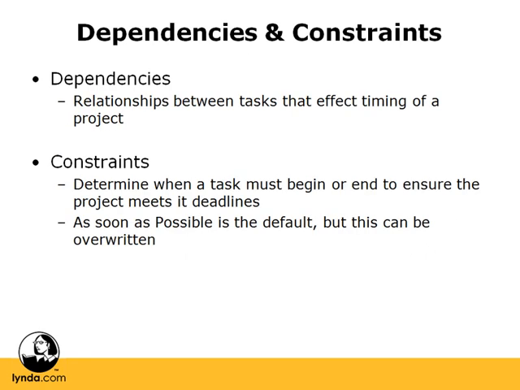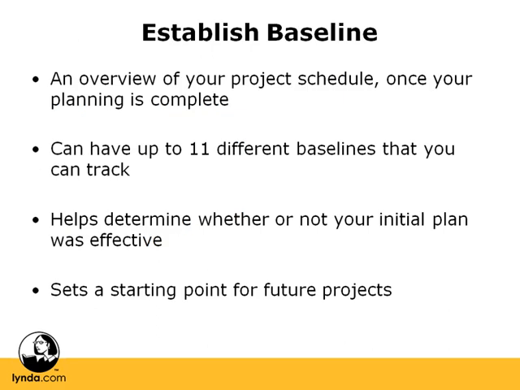The next thing you want to do is identify dependencies and constraints on your tasks. These will help determine what needs to be done when and what tasks are dependent upon the other in order to get the job completed. So dependencies are relationships between your different tasks that are going to affect the timing of the overall outcome. You also want to identify constraints in terms of deadlines and timing so that you can make sure that the tasks are done and performed in the right order. As soon as possible is the default constraint that Microsoft Project works with, but this can be overwritten, and we'll explore that more in subsequent movies.